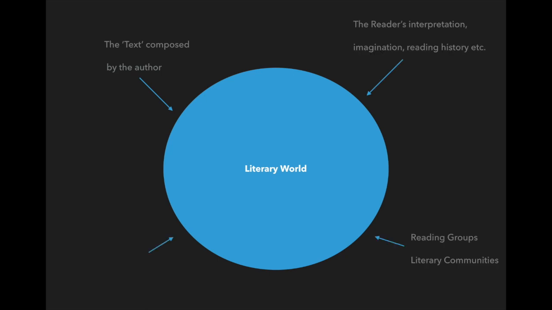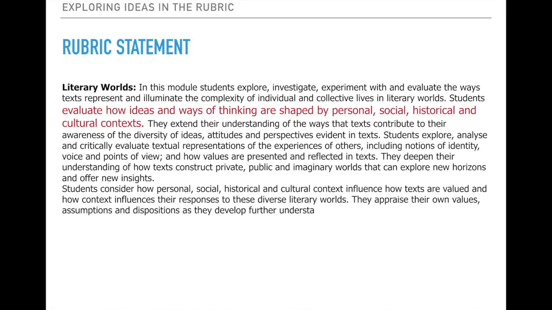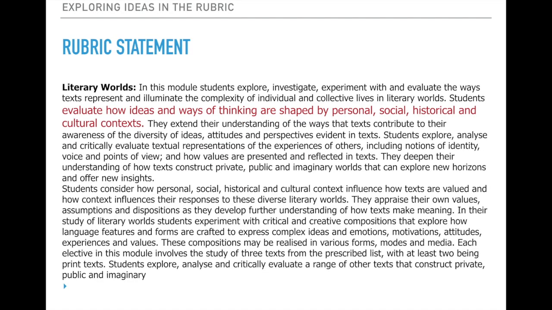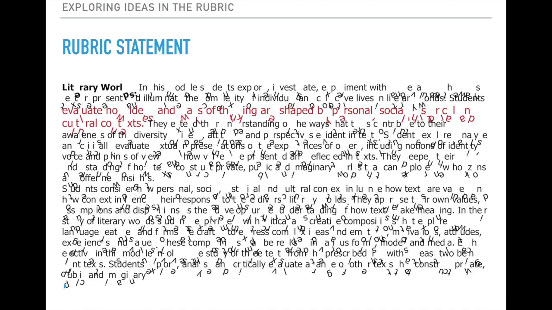The New South Wales Common Module rubric also describes this process as a way that ideas and ways of thinking are shaped by personal, social, historical, and cultural contexts. Despite the recurring use of terms like construct and represent, the experience of composers or authors within this process is not explicitly addressed in the rubric. Instead, we see that the text is the active agent.